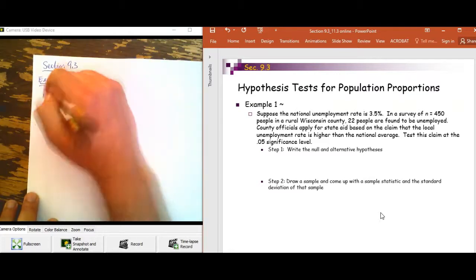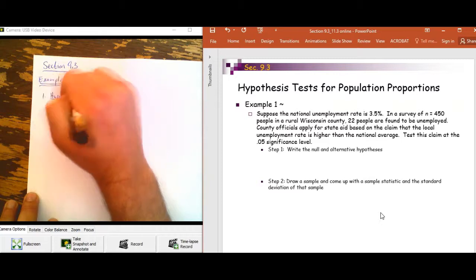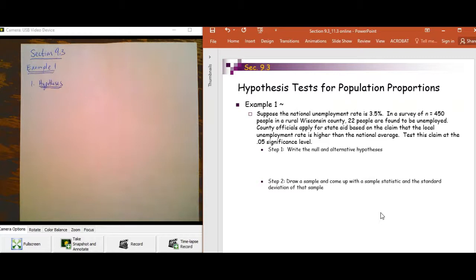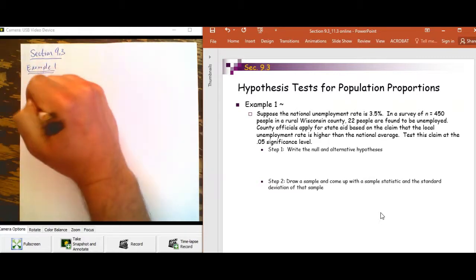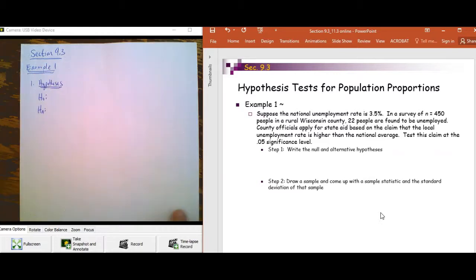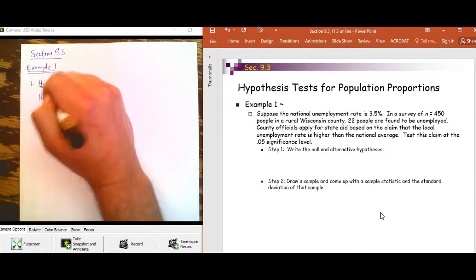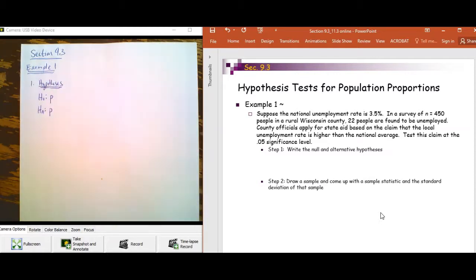So one, hypotheses. Note that our null and alternative hypotheses are going to be slightly different this time, because what variable are we doing the hypothesis test for? That is the population proportion. So we're not going to put mu here, we're going to put p. This is the parameter of interest for our problem.